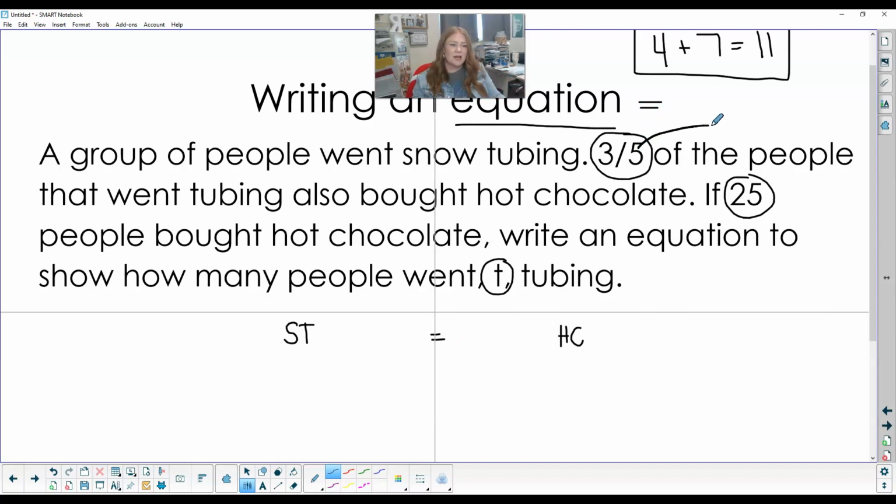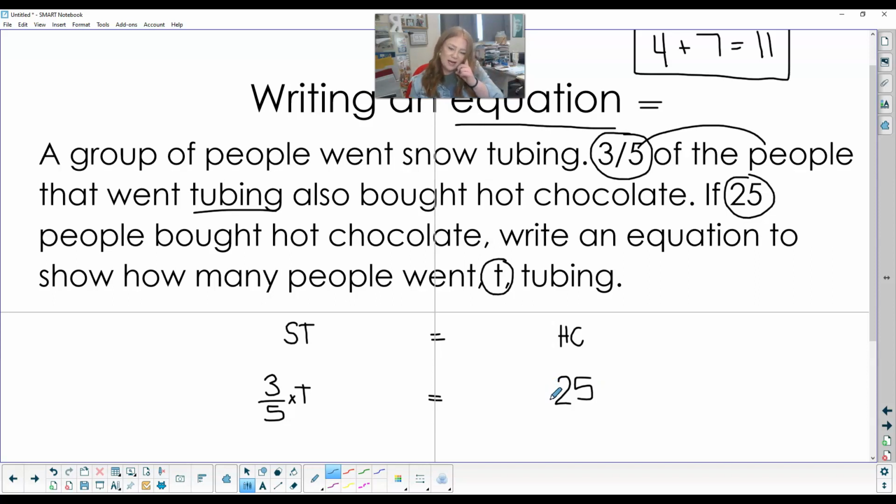3/5 of the people that went tubing. So 3/5 of the tubing people. 3/5 of means multiply. Of the tubing people, 25 people bought hot chocolate. I think I just did my equation there. 3/5 of the people that went tubing equals the people that bought hot chocolate. 3/5 of the people that went tubing bought hot chocolate. 25 people bought hot chocolate.